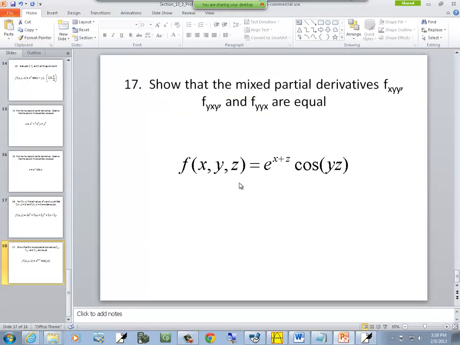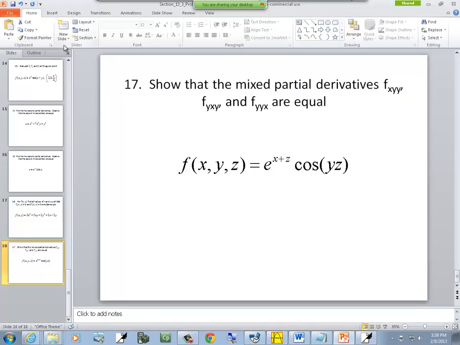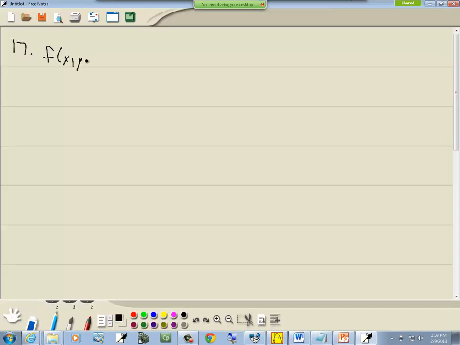Okay. Let's take a look at our last problem. We've got f of x, y, z is equal to e to the x plus z cosine of yz.